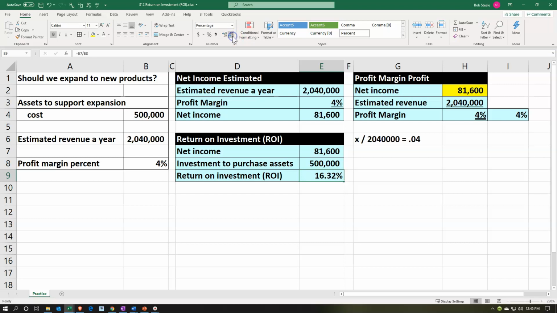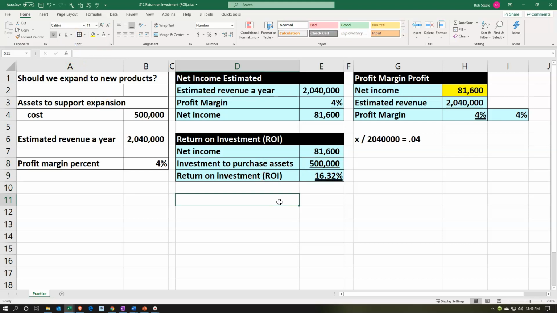Looks like this one happens to round out at 16.32, which is probably where you want to round it anyways. Adding more decimals won't add any value after some point. And then you go to the home tab, numbers, we're going to underline, and then we've got the double underline here. So there we have it.